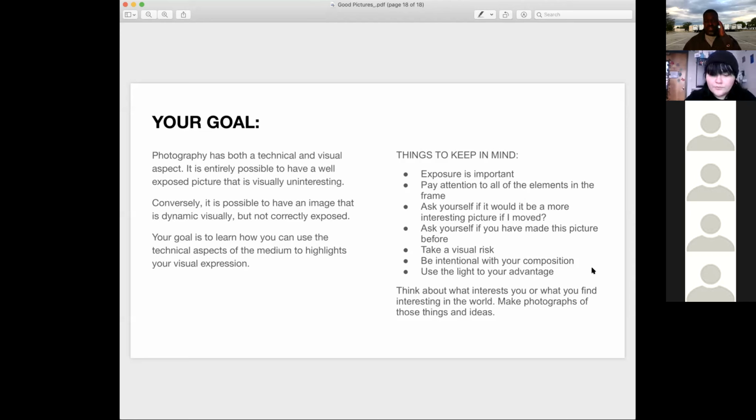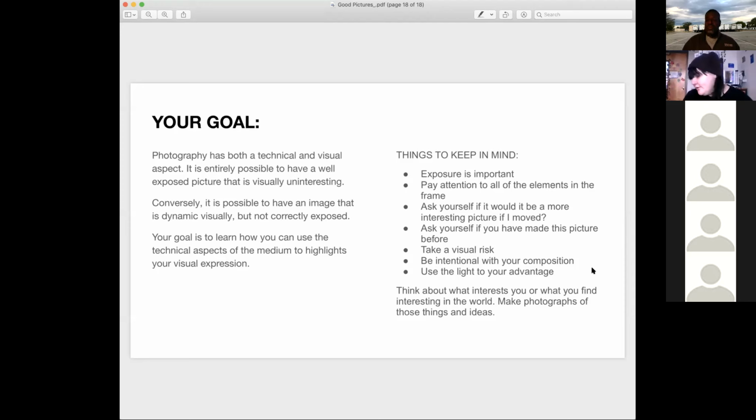It is possible to have an image that is dynamically visual, but not correctly exposed. So you've got to balance that whole thing. It's got to be technically correct and conceptually good. So exposure is important. Pay attention to all the elements of the frame. Ask yourself if it would be a more interesting picture if you moved closer or moved further back. Don't always put your subject right in the middle, at middle size. Either fill up the frame or make it really small to convey a certain message.